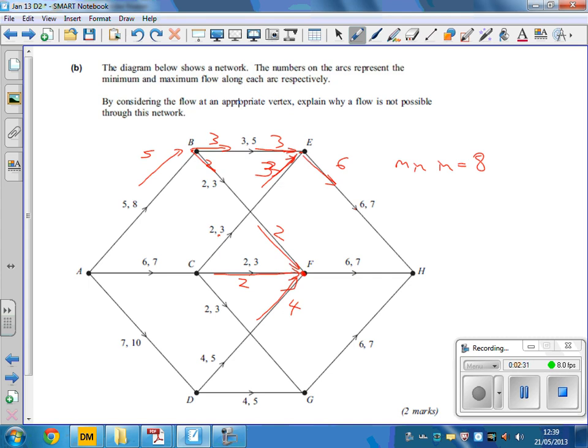That's the most that could go in, but look what can come out. The highest that could come out is 7. We've got a problem. There's going to be a problem there. You cannot cope with all of those values.